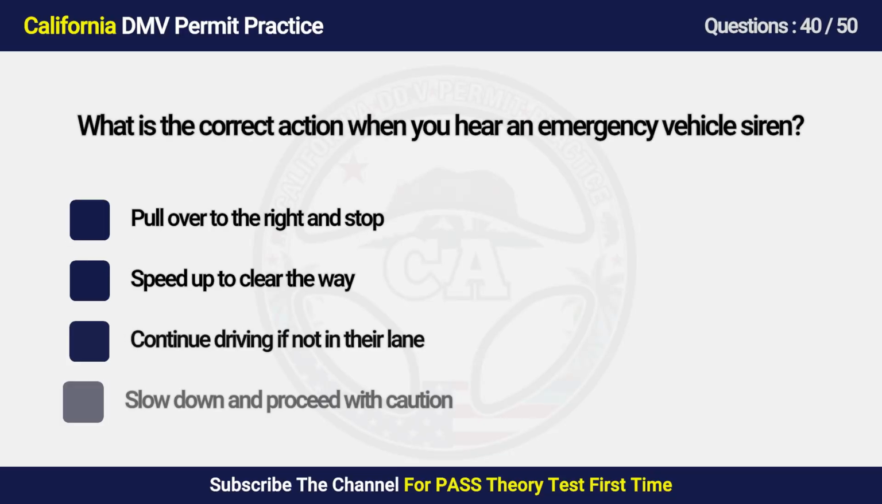Question 40. What is the correct action when you hear an emergency vehicle siren? A. Pull over to the right and stop. B. Speed up to clear the way. C. Continue driving if not in their lane. D. Slow down and proceed with caution.